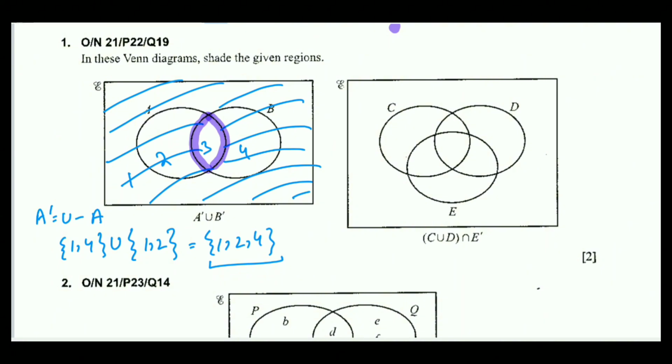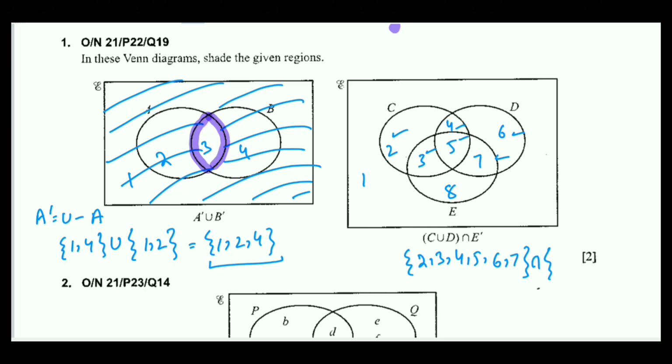So give one number to each part: 1, 2, 3, 4, 5, 6, 7 and 8. First of all find C union D. C union D means all the elements combined from two sets. So C union D is 2, 3, 4, 5, 6 and 7. Intersection E complement. E complement means not E. Not E means not 3, 5, 7, 8.